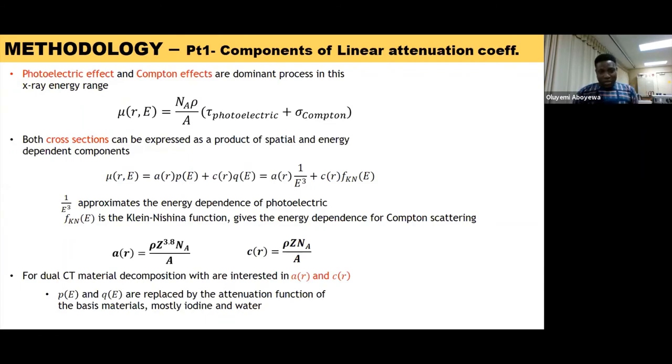For the photoelectric effect, and like I said again, the photoelectric effect and the Compton effect are the dominant processes in this range. And then we can treat each of them as having a spatial and an energy dependent component. That is, the probability for the photoelectric effect happening goes as Z to the power of 4 and then 1 over E cubed. So in that sense, it is both spatially dependent and energy dependent.